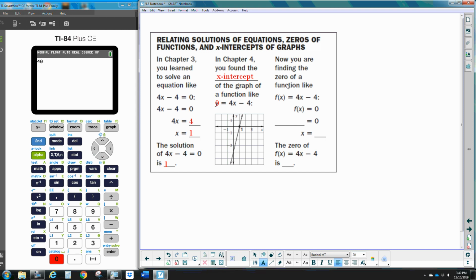And now we're going to find the 0 of a function like f of x equals 4x minus 4, where f of x equals 0. So we have to set the equation of the function 4x minus 4 equal to 0. If you look back at what we learned in chapter 3, that's exactly what we learned how to do in chapter 3. We just didn't know why we were doing it. Okay, so again, we're going to add 4 to both sides and divide by 4, and we get x is equal to 1. Therefore, the 0 of f of x equals 4x minus 4 is 1.